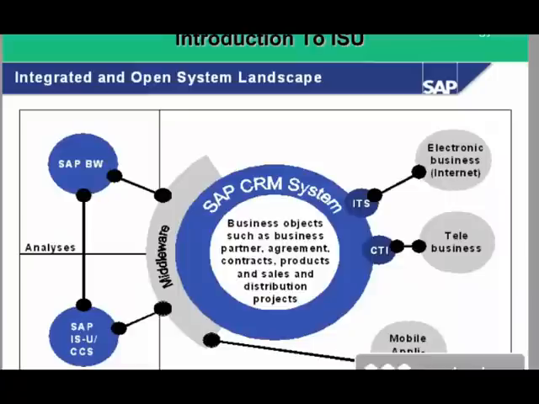This is an integrated and open system landscape. There is the SAP CRM system, which stores business objects such as business partner, agreement, contract, product, sales and distribution project. Then there is SAP BW, and SAP ISU talks to both these systems. SAP ISU talks to SAP CRM through middleware, and data flows from SAP ISU to CRM both ways, and from SAP ISU to BW both ways. This is how the integrated and open system landscape looks.